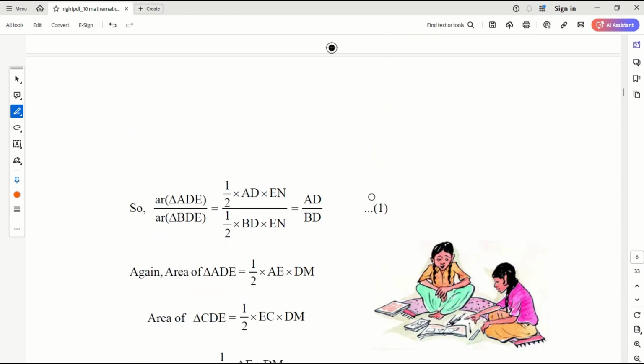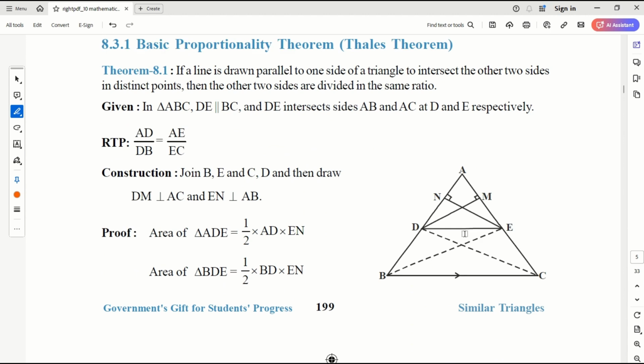This is the very basic concept which we should understand to make sure that we can apply it in several places with similar triangles. We use the similar triangle concept extensively in mathematics as well as in physics.